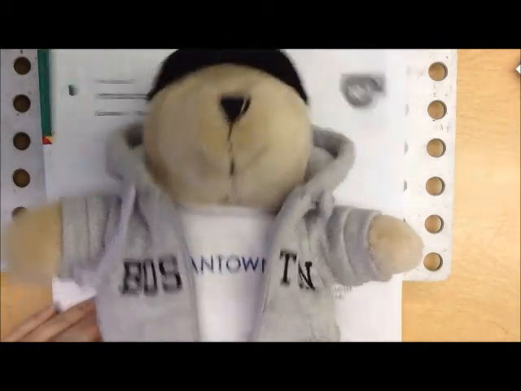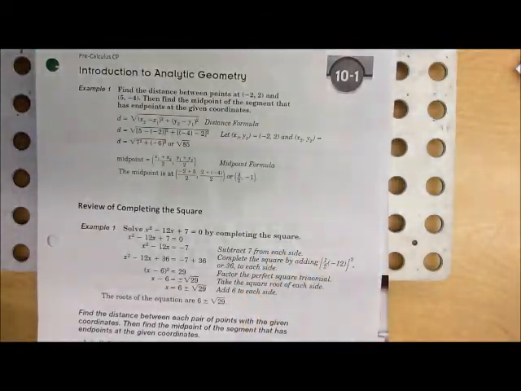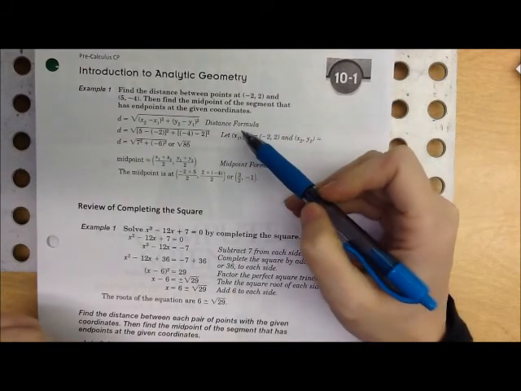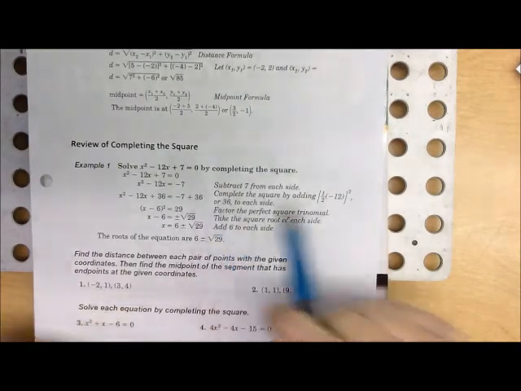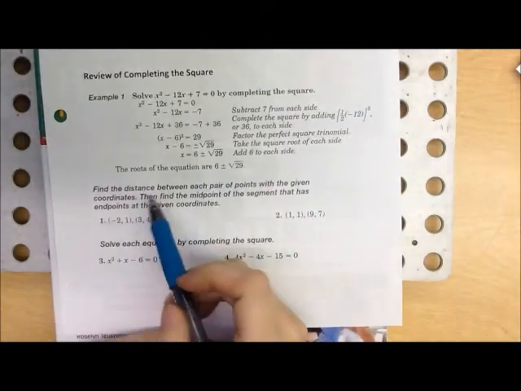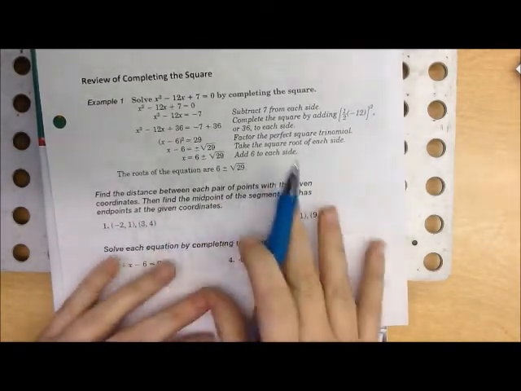Okay, pre-calculus. Time for analytic geometry. We need to review distance and midpoint, and also completing the square. So the distance formula is very easy. People have trouble remembering it, but it's really just the Pythagorean theorem.